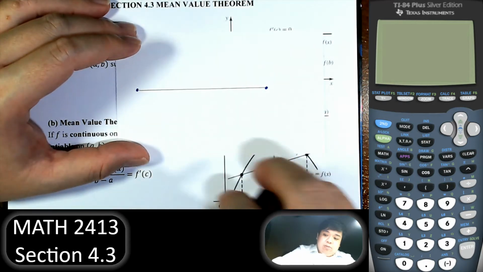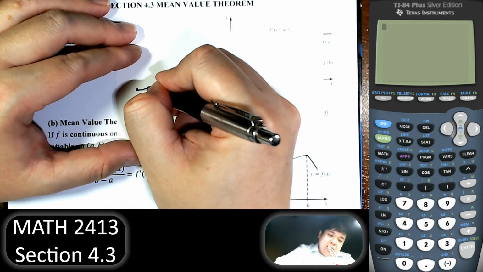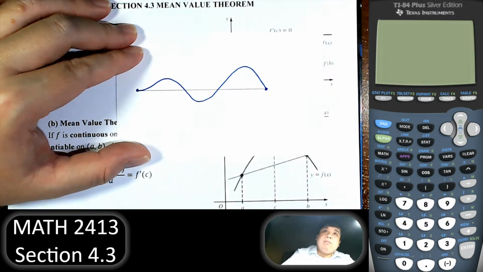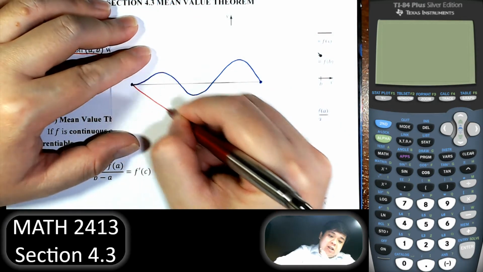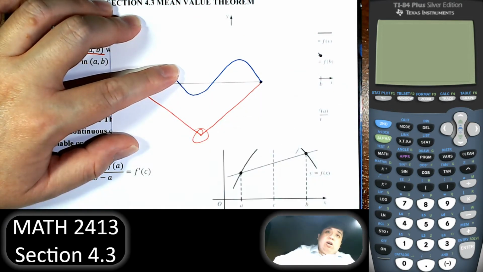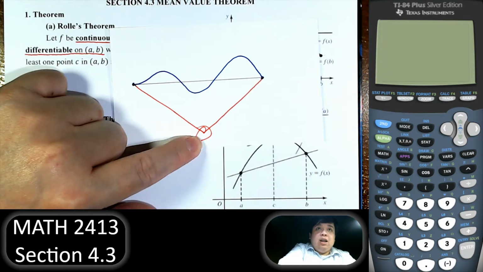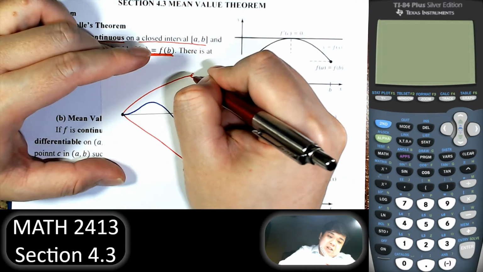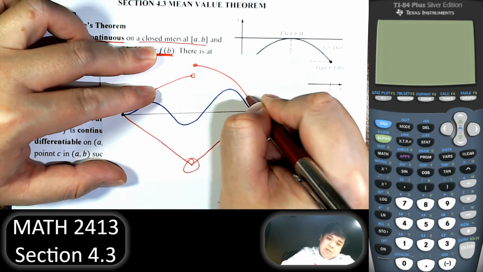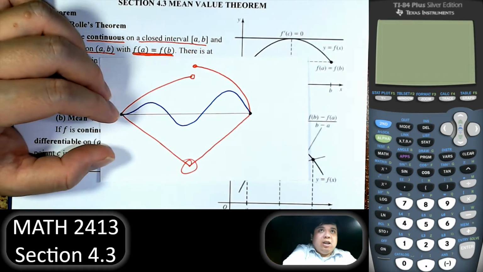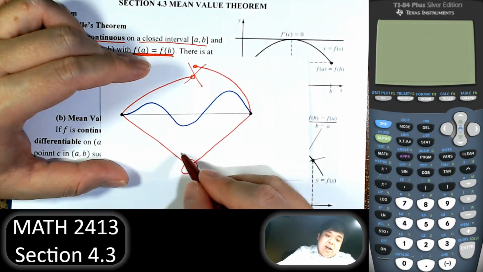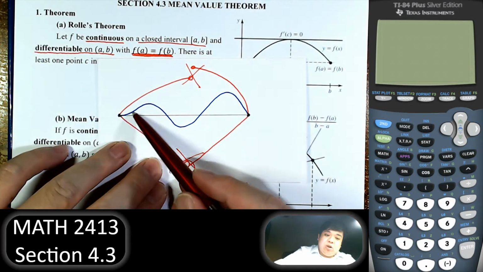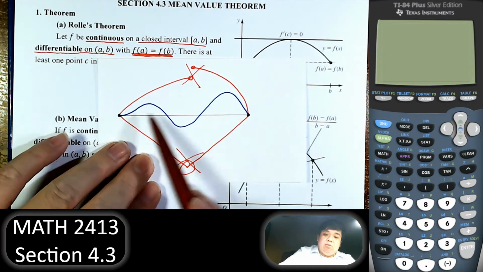It cannot go continuous and differentiable, so it can be like this. It cannot go like this. At this point, the derivative does not exist, so it cannot be like that. It cannot go like this either, because the function has to be continuous. So we cannot have where it's not continuous, and we cannot have where the derivative does not exist. Excluding all of those, the function has to be continuous and differentiable from end to end.